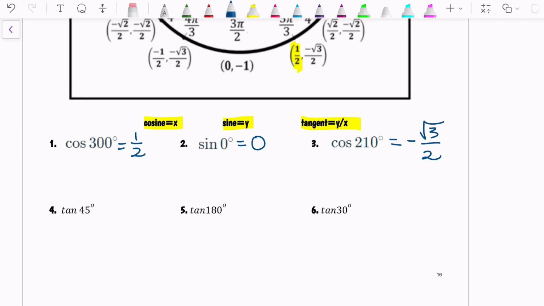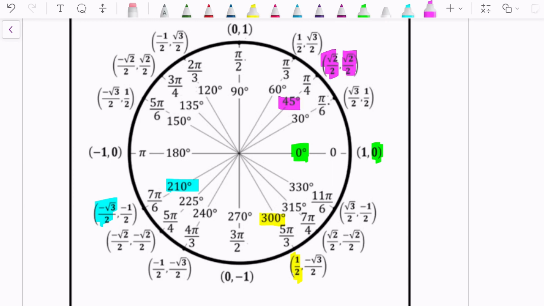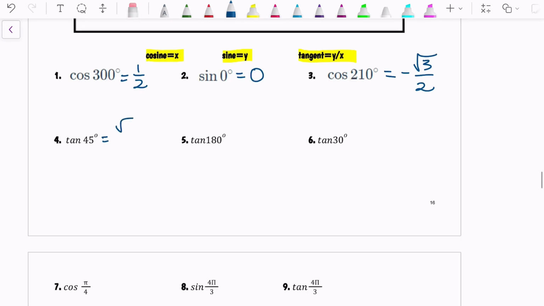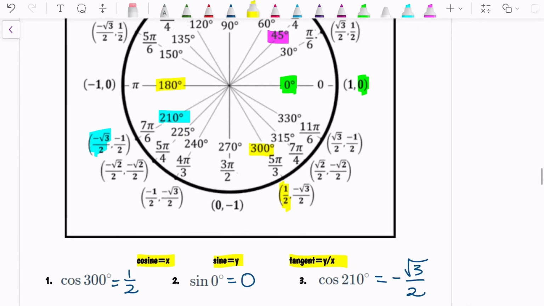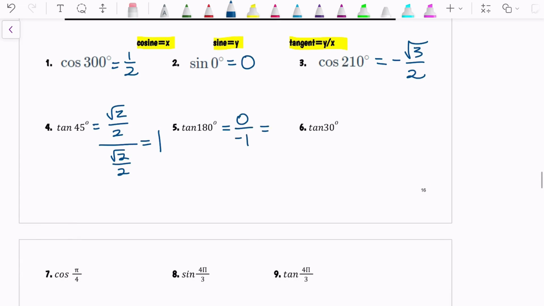All right, of course, we can make this more challenging, especially with tangent. So tangent of 45 degrees, I'm going to go up to find 45. It's right here, and tangent is your y value divided by your x value. So I've got √2/2 for both the x and the y. And so if I do √2/2 divided by itself, the answer would just be 1, because anything divided by itself is 1. All right, well, let's find the tangent of 180. So I'm going to go to 180. My y value is 0. My x value is -1. So I'm going to do 0/-1, which is 0.